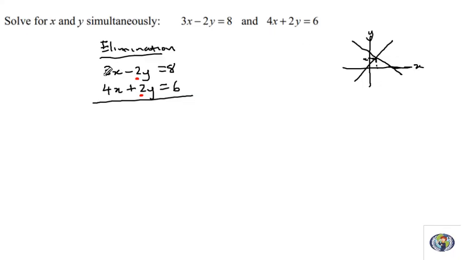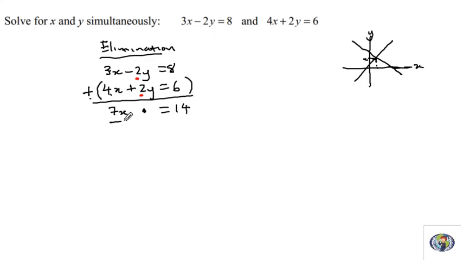Okay, what we do here in this case, we just add. So adding is just simple. 3 plus 4 should give you 7x. Then here, remember, this is not 2, it's minus 2y plus 2y, that's 0. And here we've got 8 plus 6, that gives me 14.